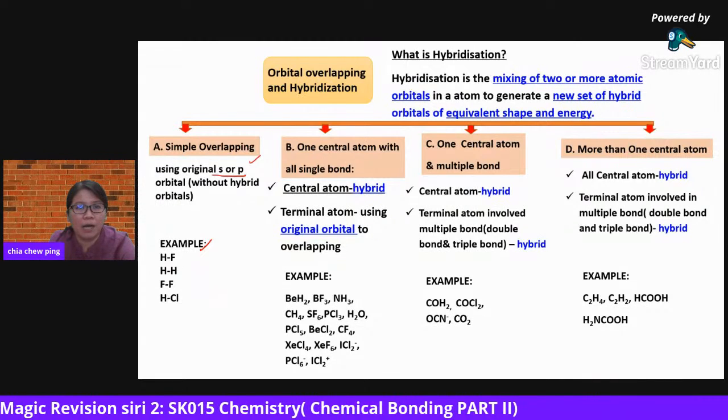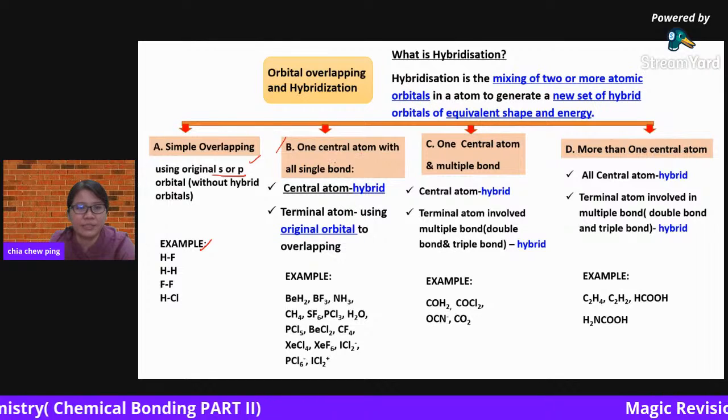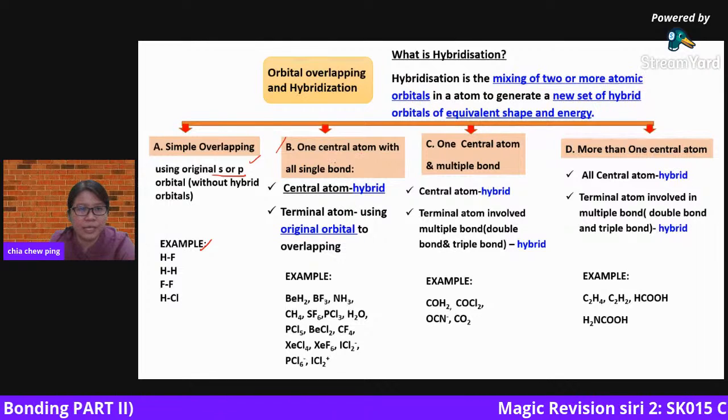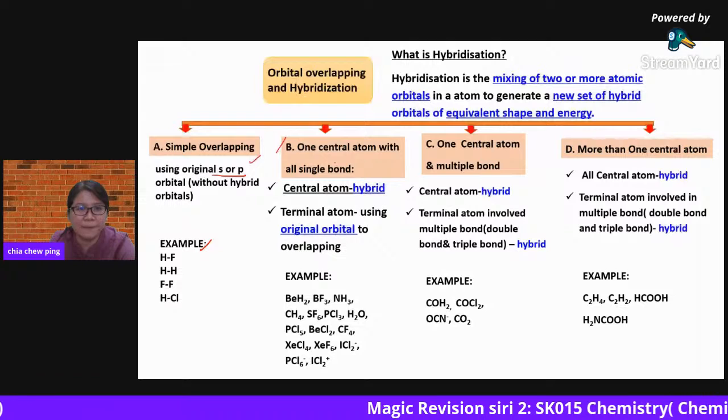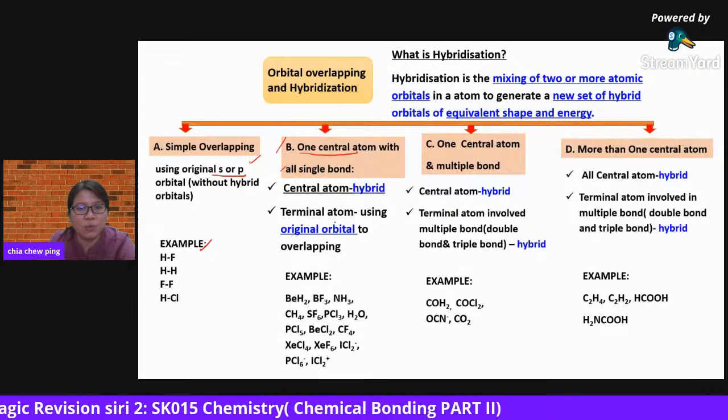Now case B is one central atom with all single bonds. That means in case B you can find one central atom, and the central atom has a single bond with other terminal atoms. So the central atom will hybridize.